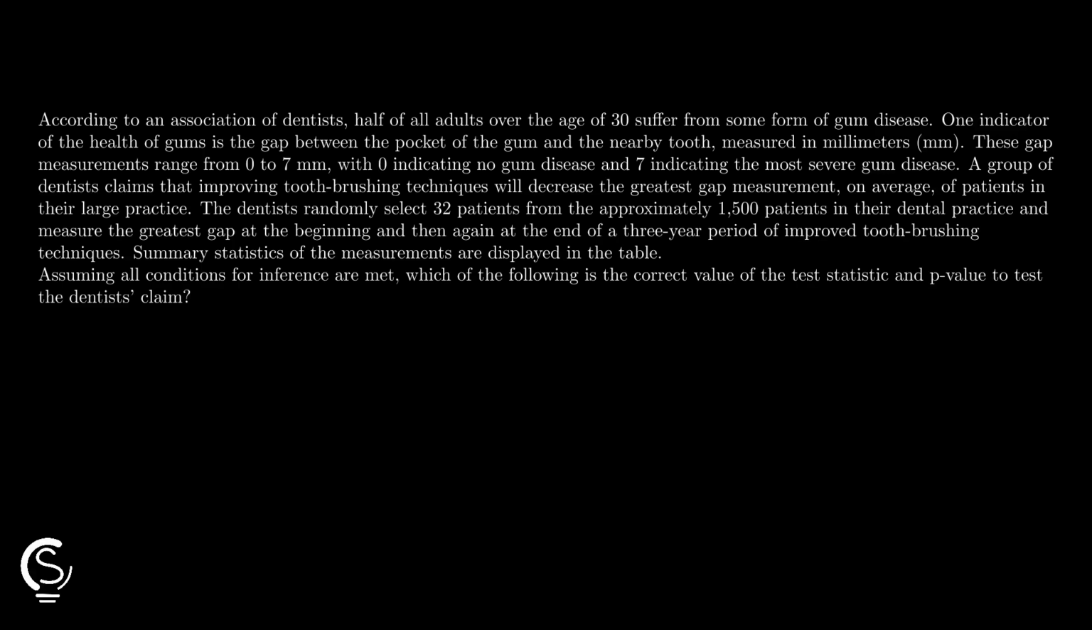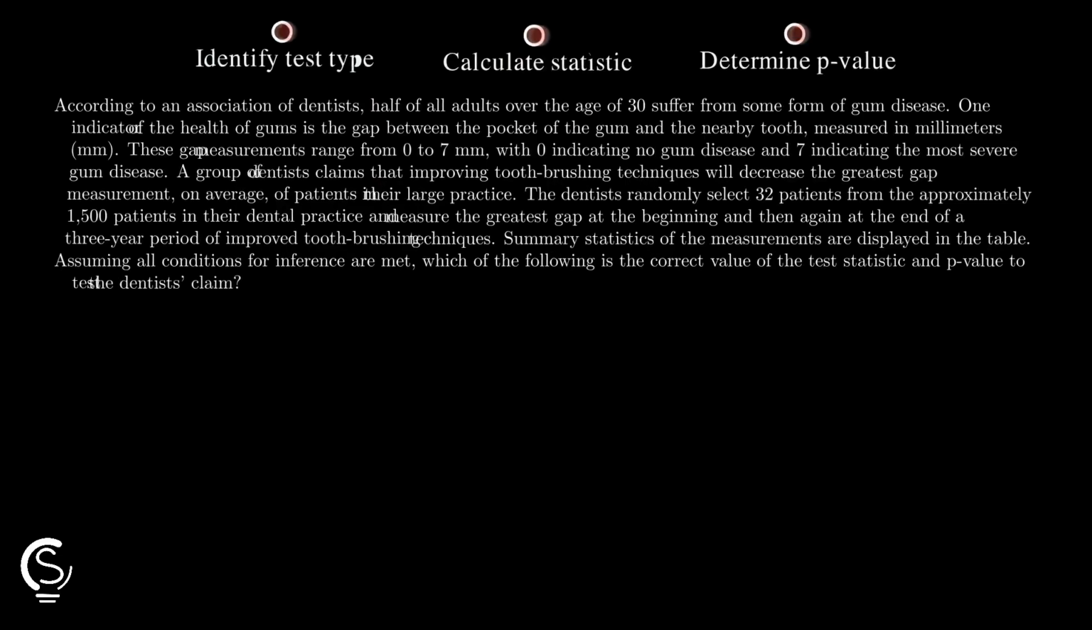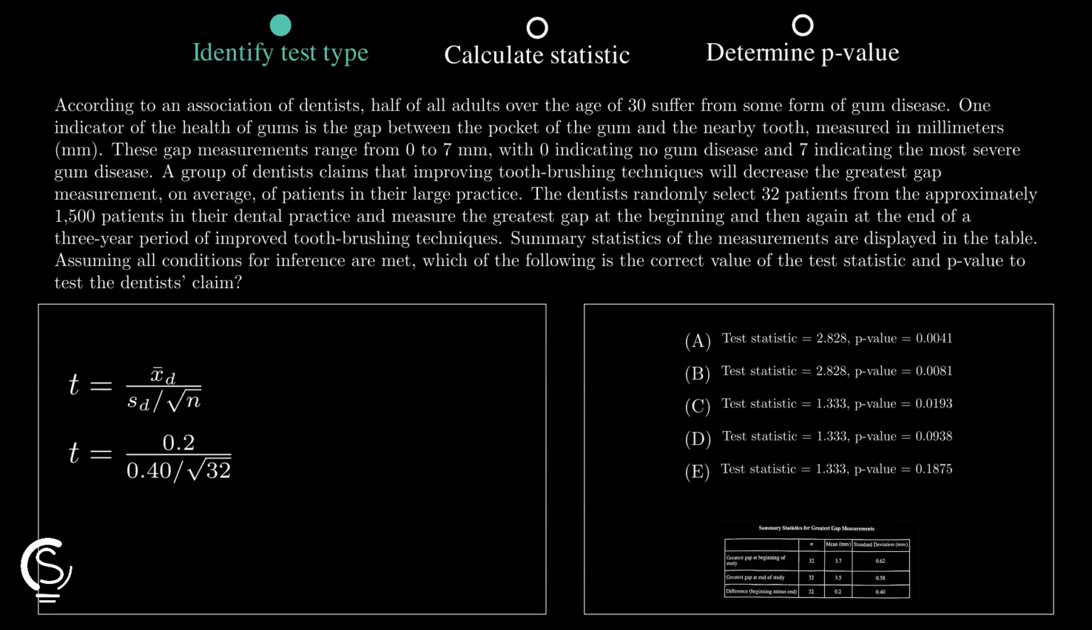Let's go! Paired t-tests are essential when comparing the same subjects before and after an intervention. Let us break down this statistical problem quickly to find the answer. Since we are comparing the same patients before and after, we use a paired t-test. The statistic is the mean difference divided by the standard error of the difference. Boom!